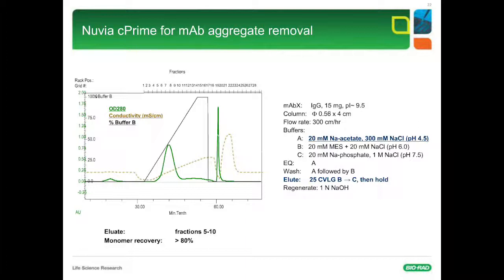We collect fractions for HPLC analysis. As you can see on the next slide, the load contains about 10%, or 11.5% exactly, of aggregate. After we finish the purification on NuVH-C prime, we see that the eluate we collected during the gradient contains only 0.2% of aggregate. And then the strip portion just contains all the aggregates we want to remove. So you can see how effective it is for aggregate removal.